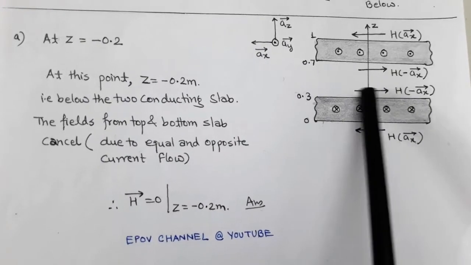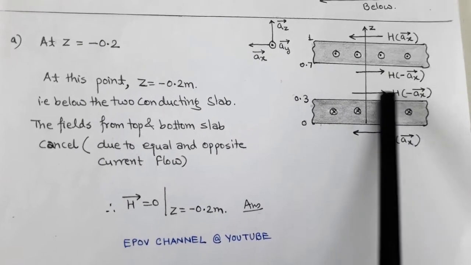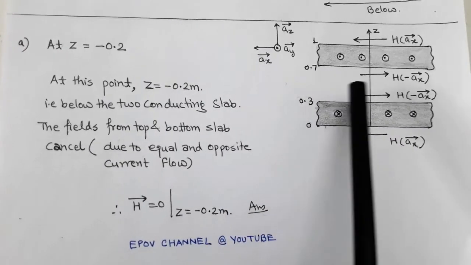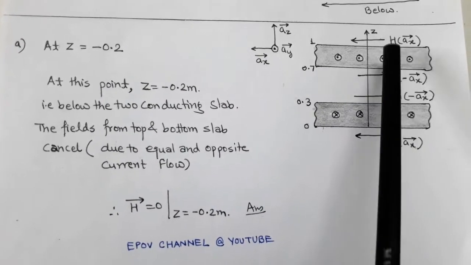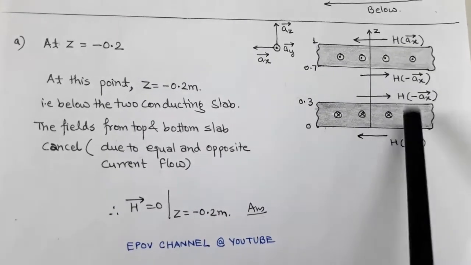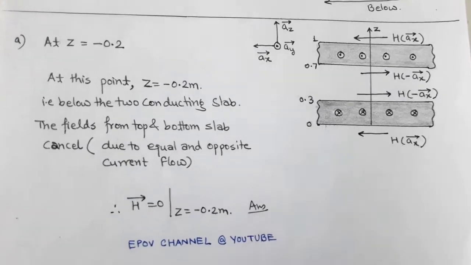So we observe the information for the upper conducting slab and lower conducting slab, and we find that between the two conducting slabs, the direction of H, that is the magnetic field intensity, is towards the negative direction of x. That is the same direction, and outside it we find that the direction is towards the positive direction of x.